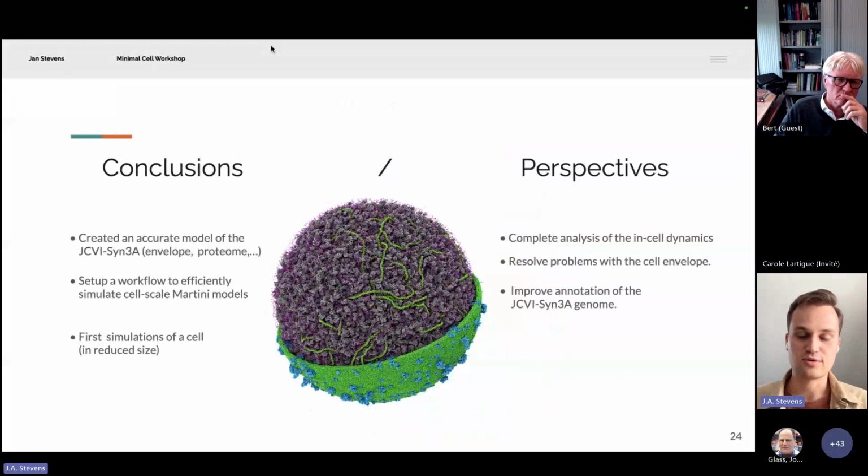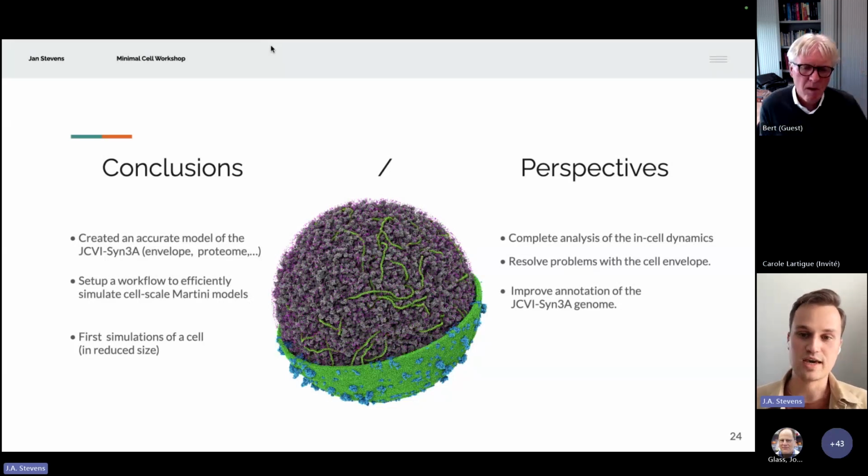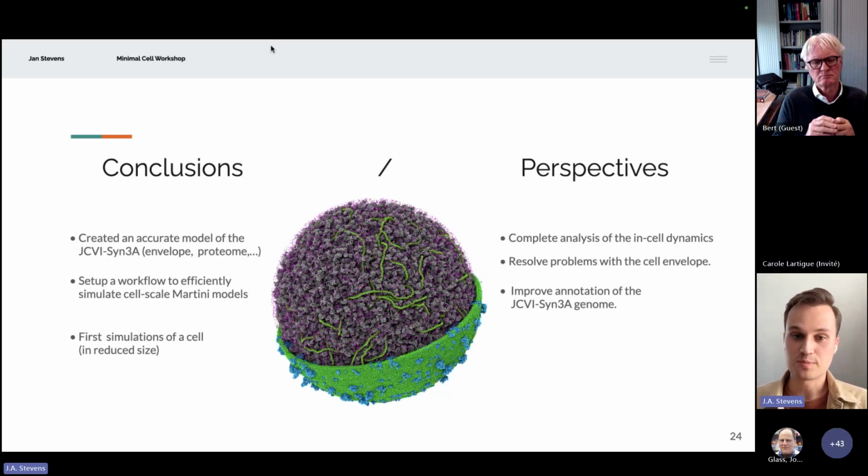So yeah, the conclusion is that we're very much on the way to building these cell simulations. We solved most of the problems, and the perspective we have is that we can use these simulations we run to maybe inform certain experimental measurements. We can improve our understanding of the JCVI-Syn3A, and we can start analyzing these in-cell dynamics and see how the inside of the cell really behaves, which I think is quite exciting, and I'm quite curious for the things we might find in our large-scale models.